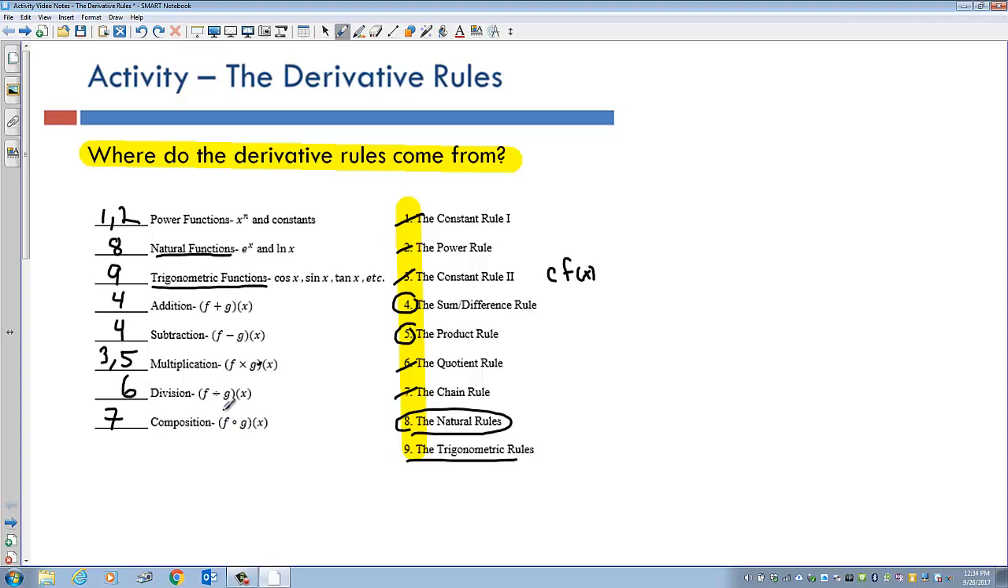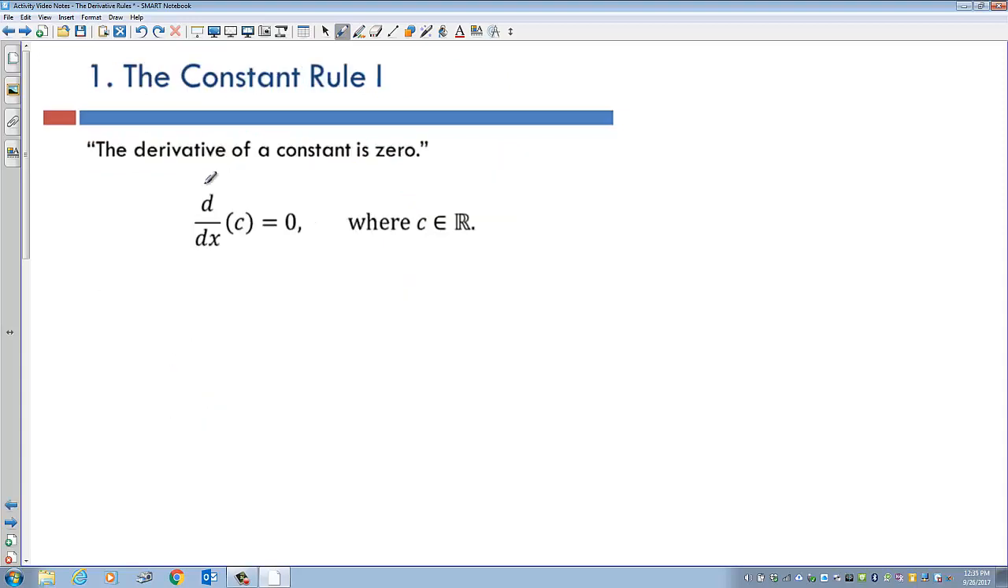So now we want to talk about where these derivative rules actually come from. Where does the constant rule come from? Why is the derivative of a constant equal to 0? There are a couple of ways to answer this. You can use your own intuition. I say derivative, and you say rate of change. If you have a constant function, f of x equal to a constant, the rate of change is 0 because the function is not changing. So intuitively, that's why the derivative is equal to 0.